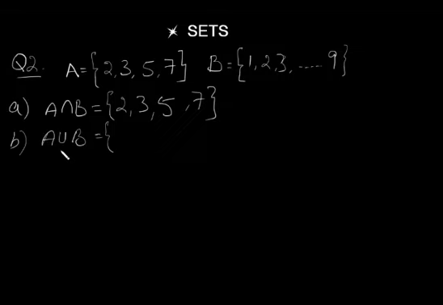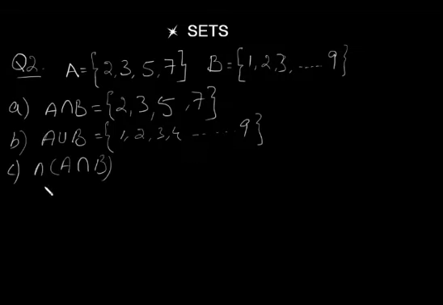Then in B part we have to calculate the union, meaning we have to combine the elements of sets A and B, provided no element is repeated. So we can see that it will start from 1, 2, 3 all the way till 9, because of course once you have written that, these members are automatically included in that, that is 2, 3, 5, 7 are all included in the union.